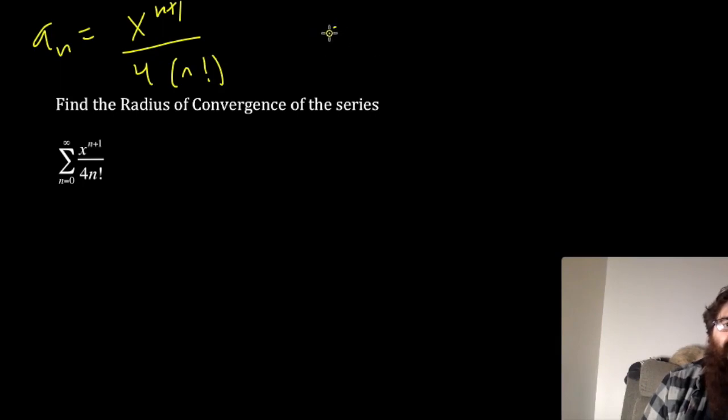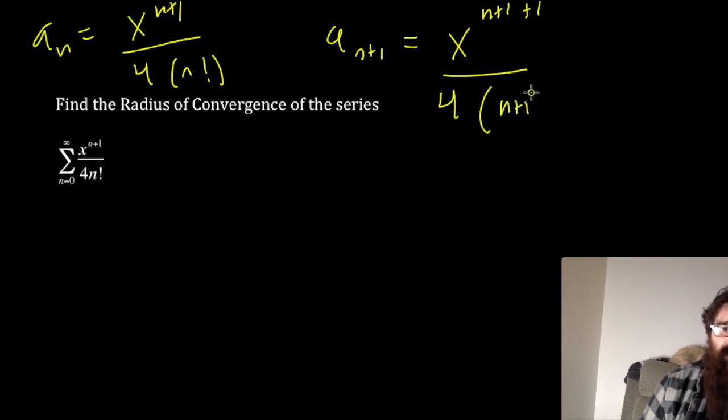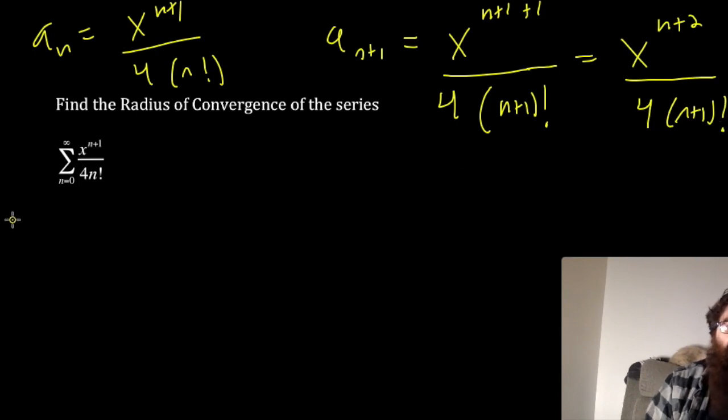And so then a sub n plus 1, that's going to be x to the power of n plus 1 plus 1, just replacing n with n plus 1, and then divided by 4 times n plus 1 factorial. And I could clean this up. I could say, okay, this is x to the power of n plus 2 over 4 times n plus 1 factorial. And now I'm ready for the ratio test.